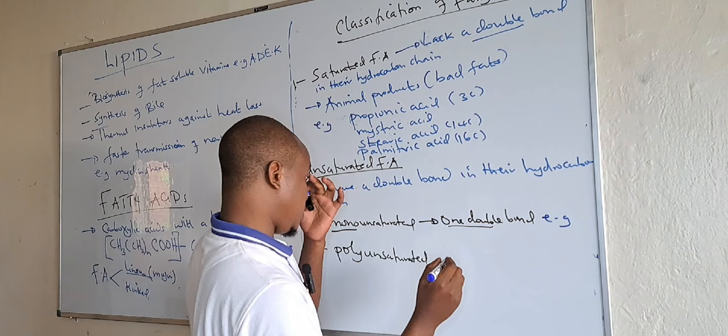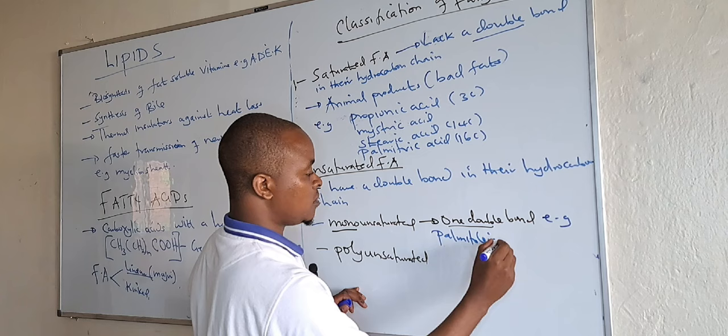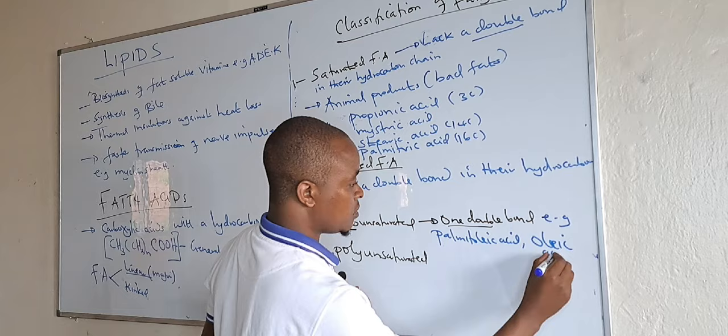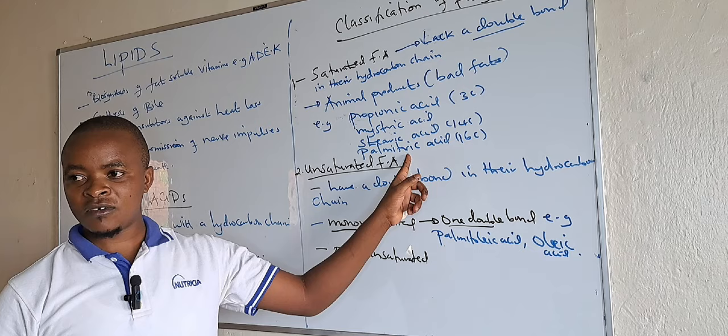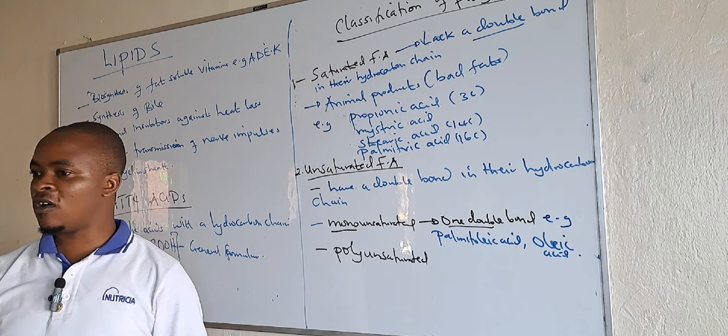Examples include palmitoleic acid and oleic acid. These are examples of unsaturated fats with one double bond. Palmitoleic acid is different from palmitic acid. Don't say they are the same. Palmitoleic acid has a single double bond in the hydrocarbon chain.